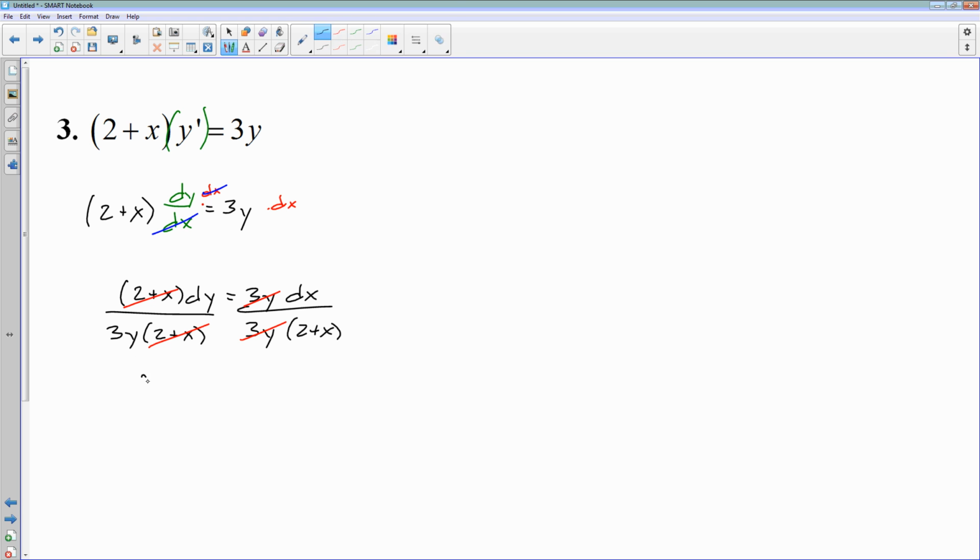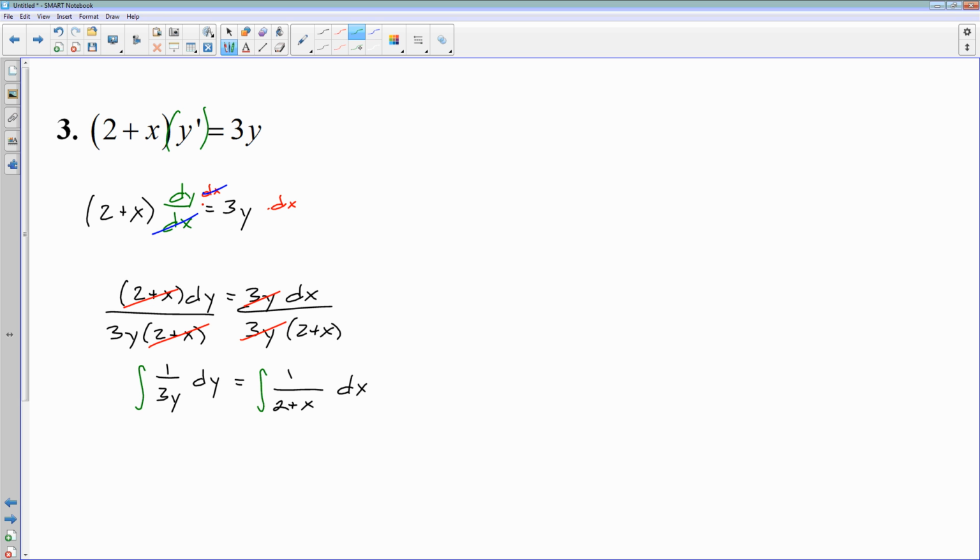3y, 3y cancels, leaving me with the antiderivative. Well, let's get the antiderivative later. 1 over 3y dy equals 1 over 2 plus x dx. And now we are ready to integrate both sides. So I'll take the antiderivative.